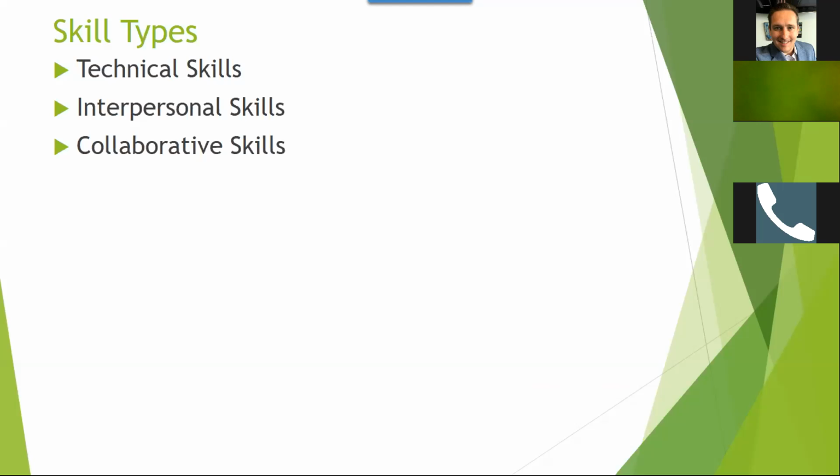Interpersonal skills are the ability to listen, to give support, to put ideas into words, to reasonably disagree, and in other words, maintain the relationship. So those are your interpersonal skills.